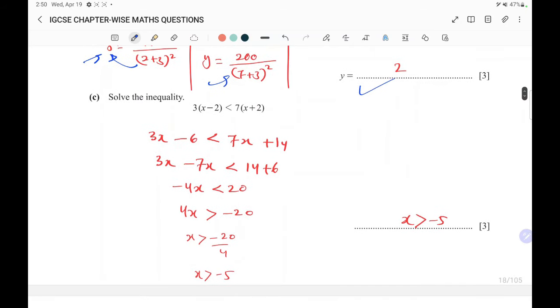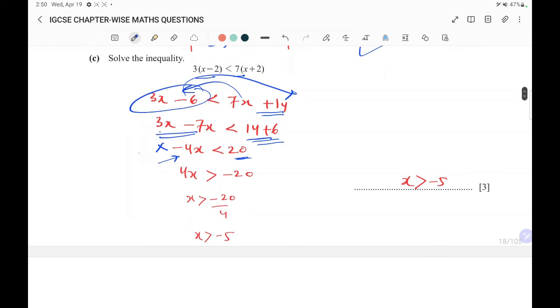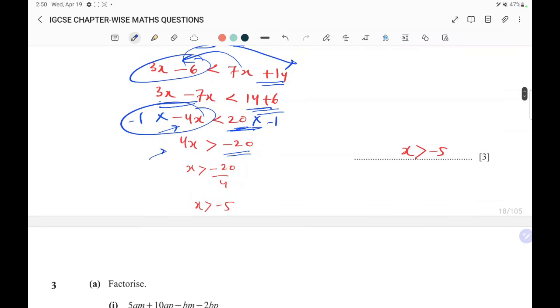Now C part says we have to solve this inequality, which is 3x minus 6, and 7x plus 2 times 7, 14. So here it will be 3x minus, just shift 7x to the left side. So now 3x minus 7x, which is 14 plus 6. So 3x minus 7x is minus 4x, and 14 plus 6 is 20. Now just multiply here by minus 1 and here by minus 1. So minus 1 times minus 4 is 4x, and it is greater than minus 20. x is greater than minus 20 over 4, which is greater than minus 5.